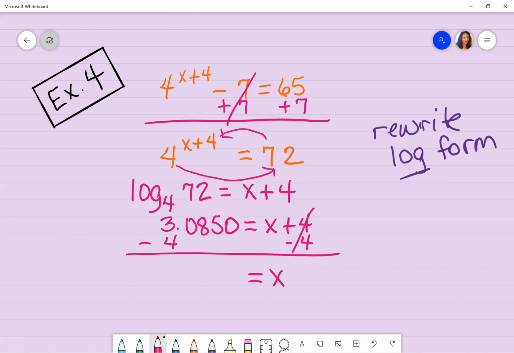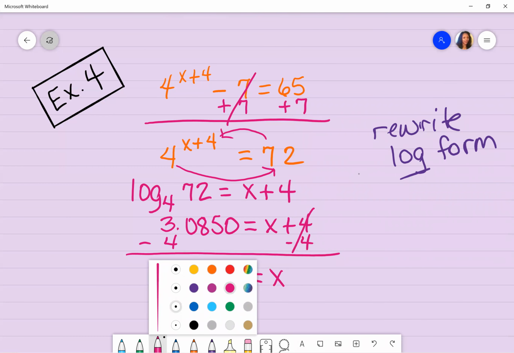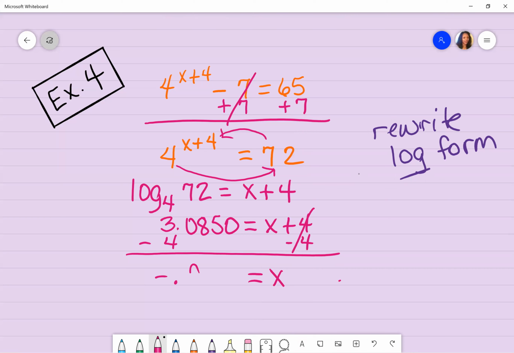I keep losing it. Where'd it go? I'll get this together one day. All right, there we go. And subtract 4. And I'm just going to round it to the nearest thousandth. So that's going to be negative 0.915. And that is the value of my x. Again, you could substitute that in here. And once you raise it to that power and subtract 7, you will end up with 65. That's how you know that you have the correct answer.